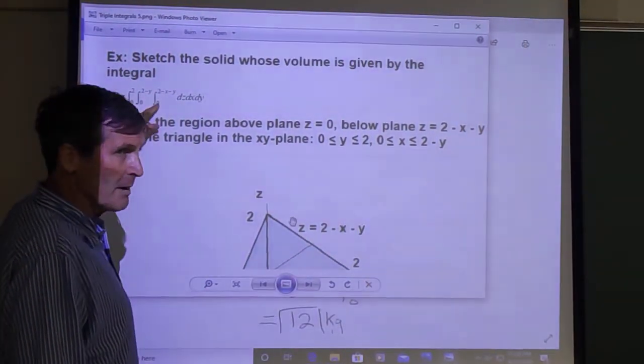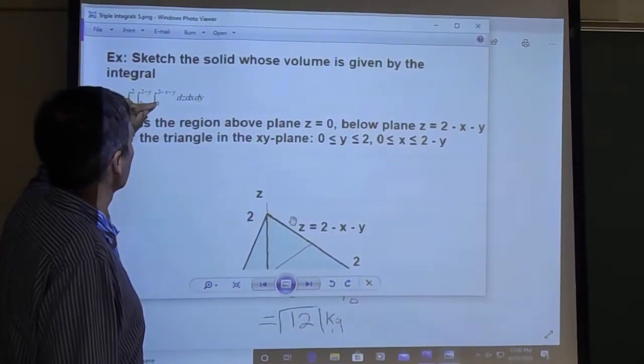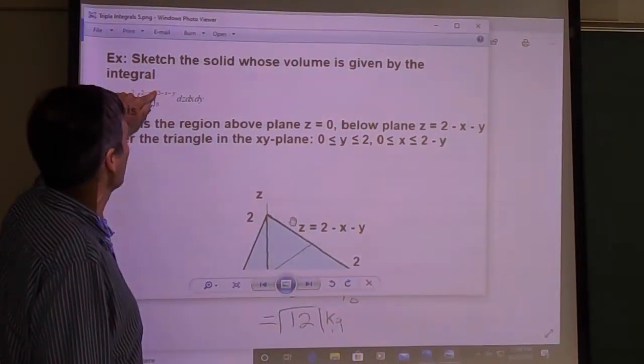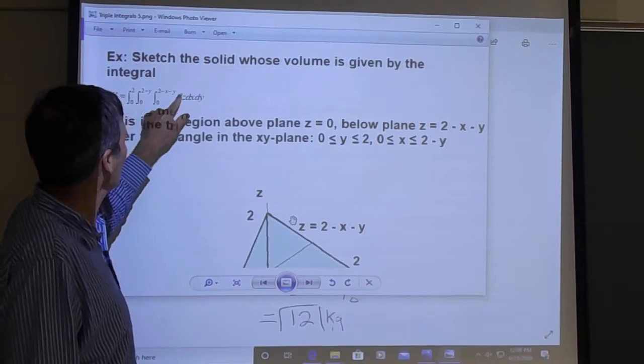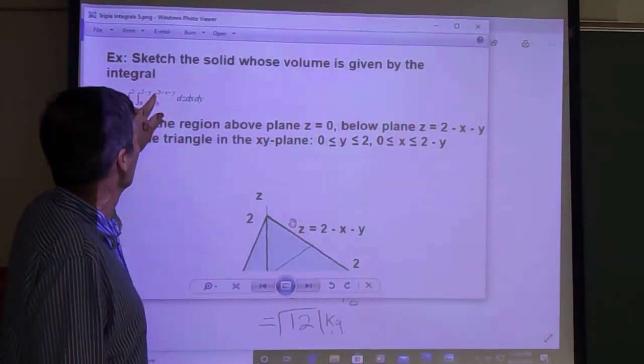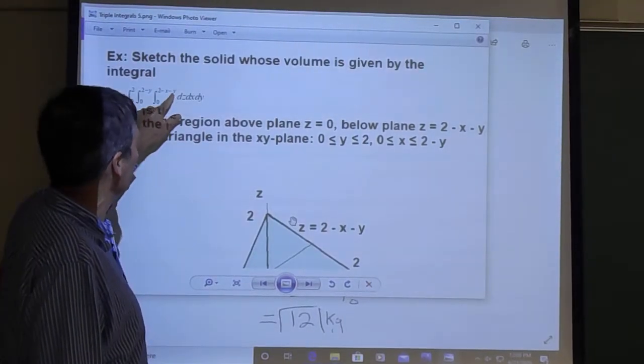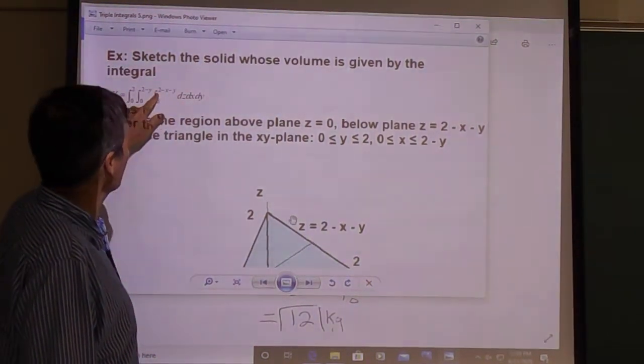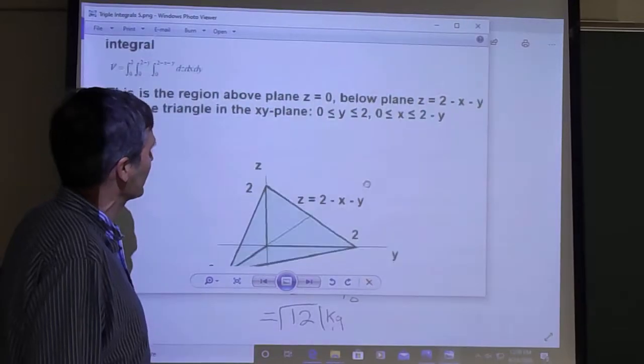Well, remember our formula. This must be the bottom surface, z equals 0. This must be the top surface, z equals 2 minus x minus y. What kind of surface is that? It's a linear equation. It has to be a plane, right? It can be written as ax plus by plus cz equals d. So I sketch the plane. I can do the same thing with the intercepts I did last time.